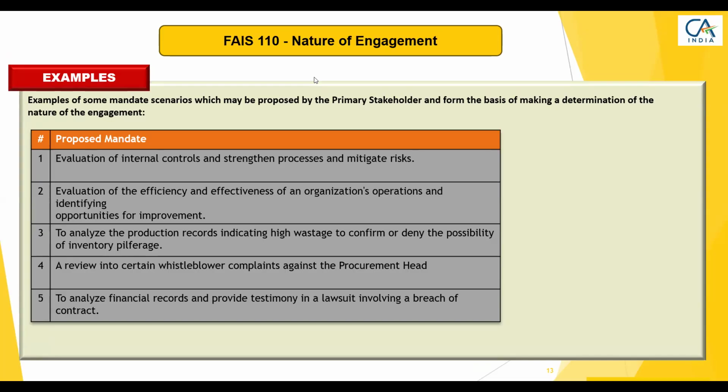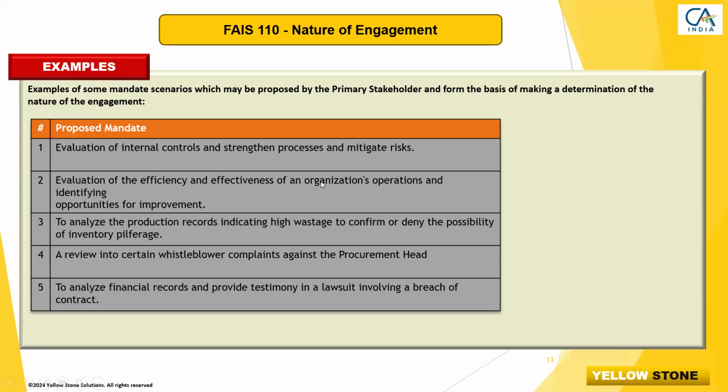For the second one, evaluation of efficiency and effectiveness of an organization's operations and identifying opportunities for improvement. Again, forensic accounting. It need not necessarily be forensic investigation, because we are trying to assess whether it's a forensic investigation, litigation, or maybe an internal audit, etc. Just like that's the objective of the standard, that the professional should bifurcate into the correct bucket.